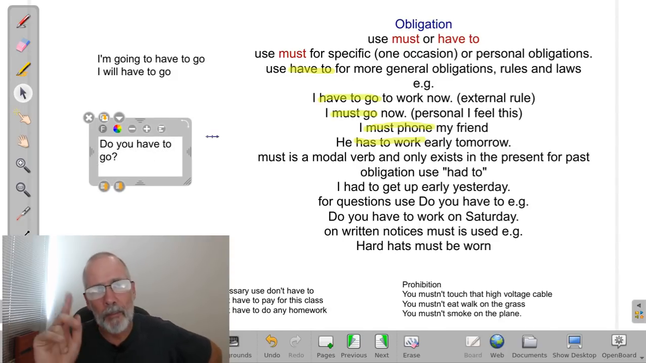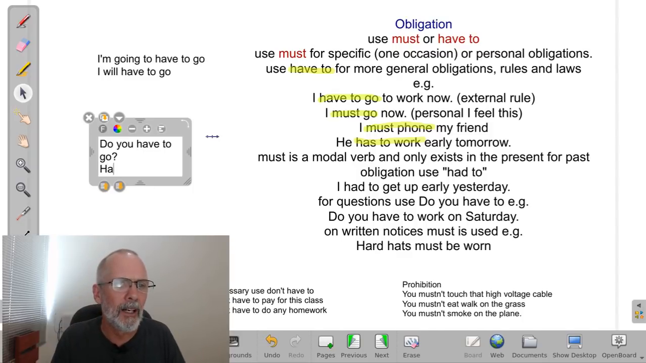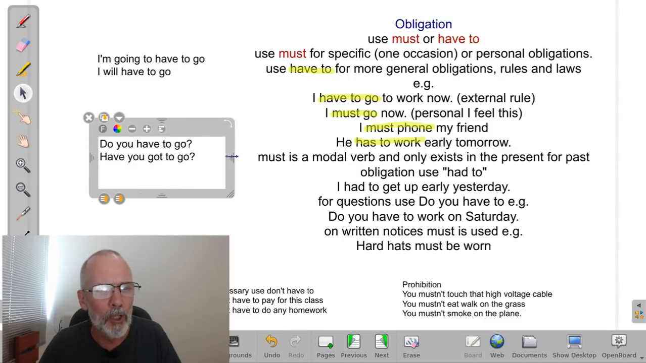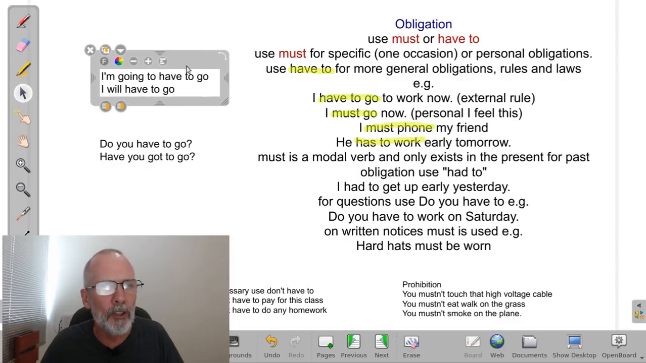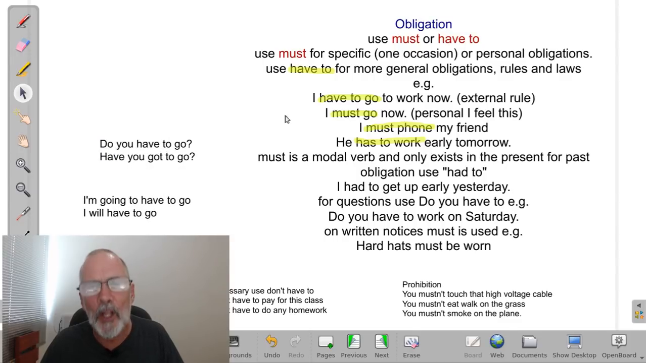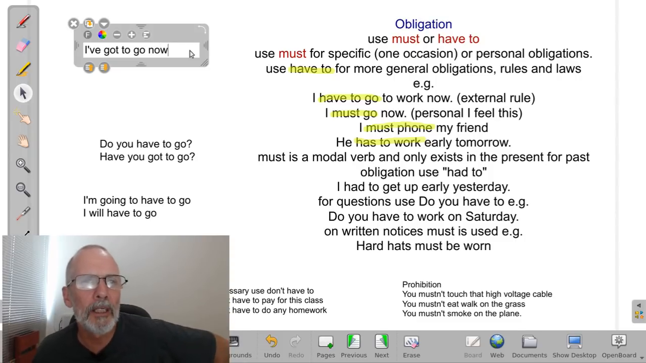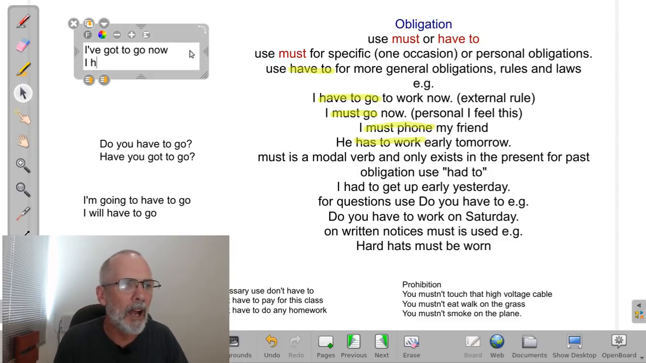Another thing you may hear would be, have you got to go? Maybe I should have mentioned that too. Have you got to go? is probably what I would say. Maybe that's a little bit more colloquial. Probably that would be more common in Britain. But while I'm on that subject, I should mention that an alternative to have to is have got. An alternative that you would hear in the real world would be I have got to go, or with the contraction, I've got to go now. That's all. It means exactly the same as I have to go now.